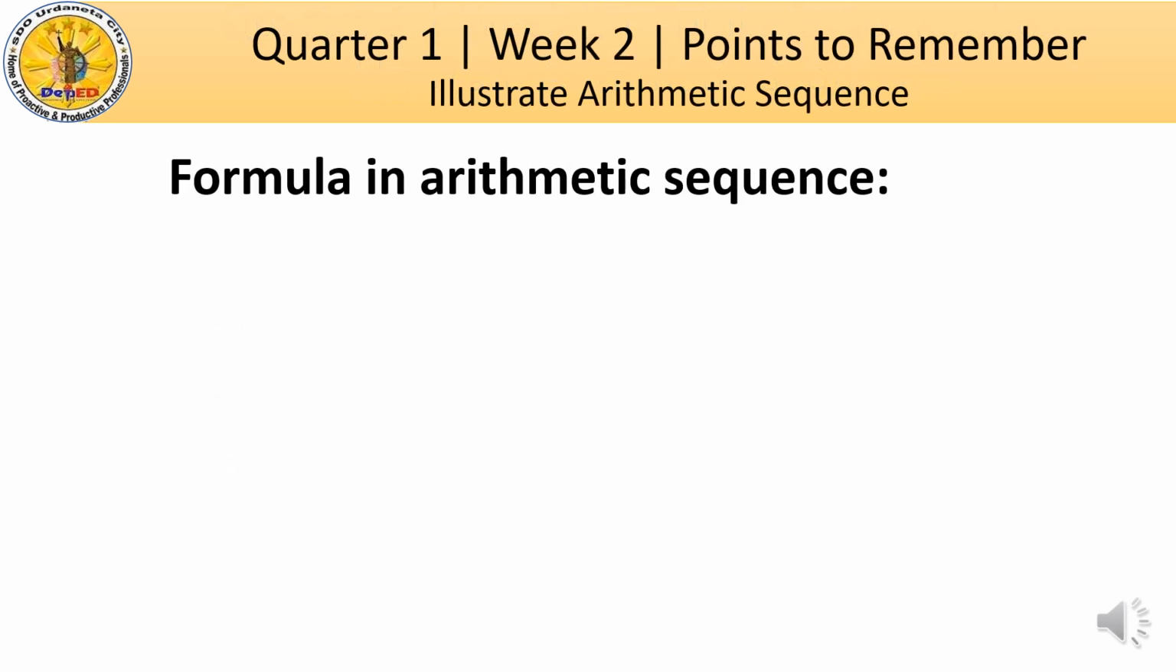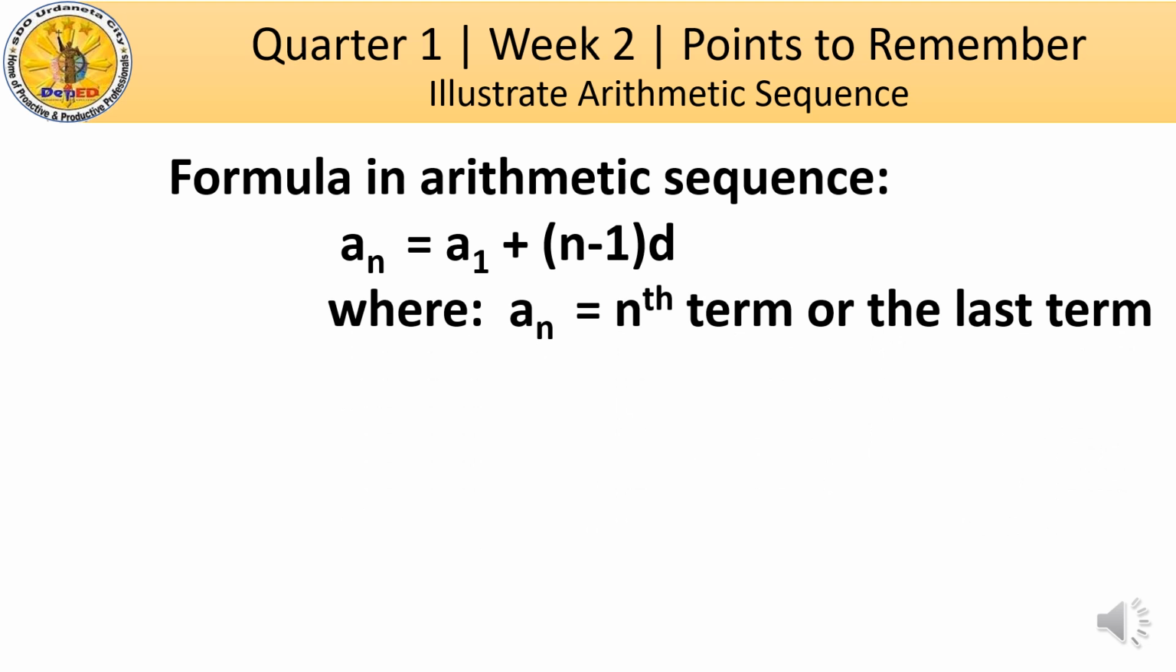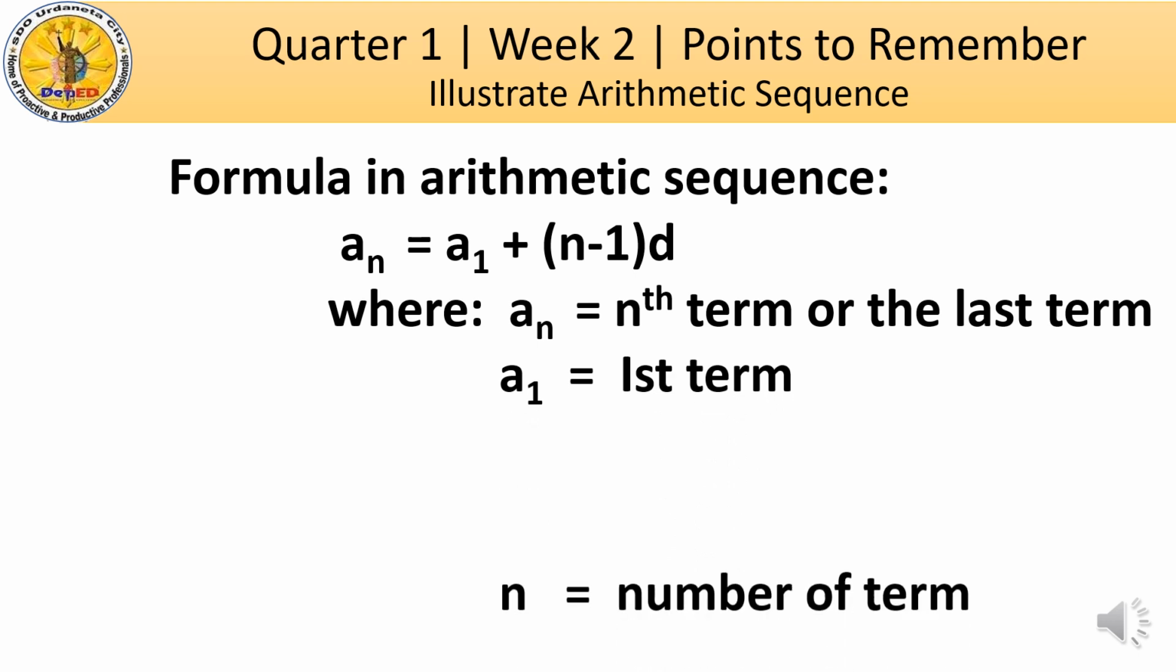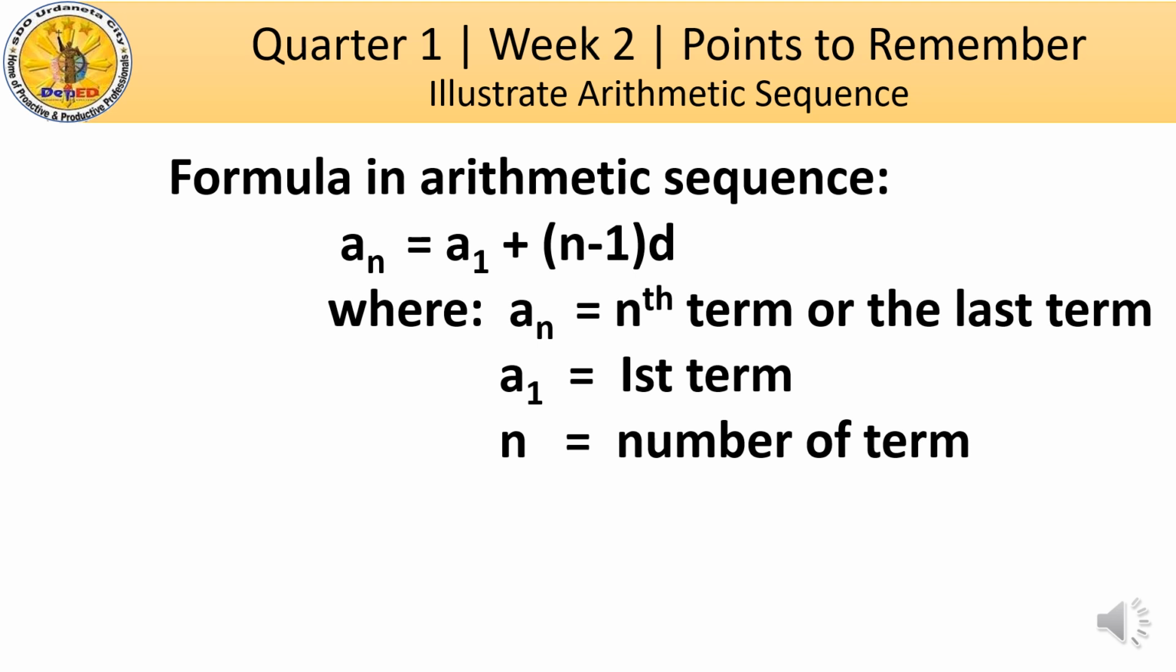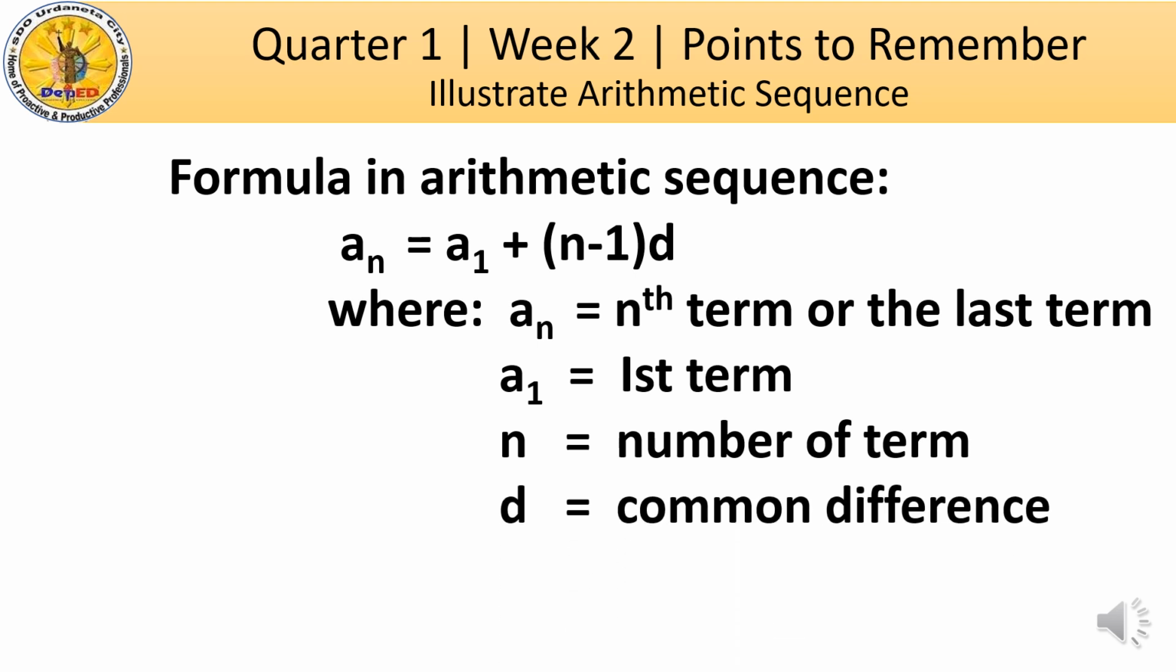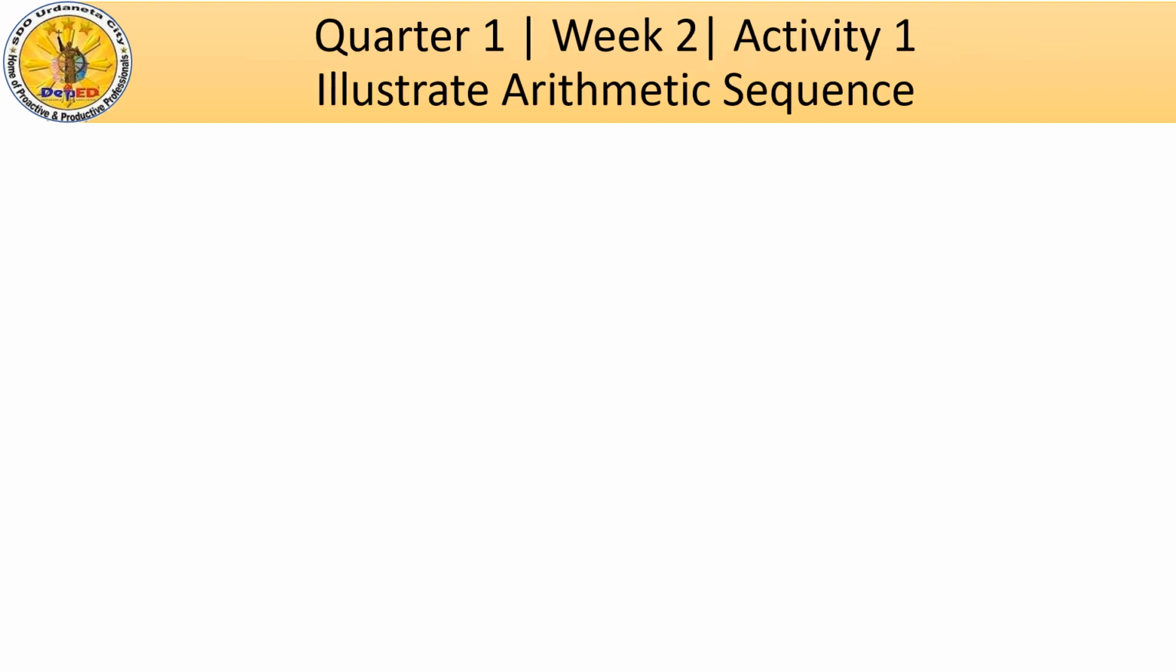Now we have the formula in finding the difference of an arithmetic sequence. So we have a sub n is equal to a sub 1 plus the quantity n minus 1 times d, where a sub n here is the nth term or the last term, a sub 1 is equal to the first term, n is the number of terms, and d is the common difference.